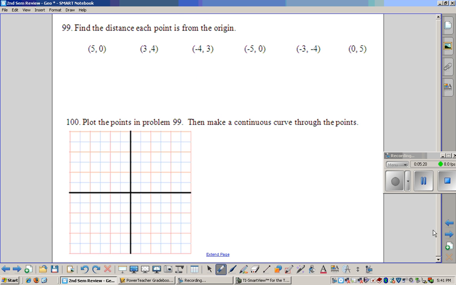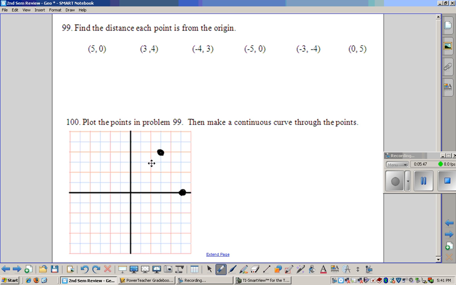Okay, now it says find the distances of each point, how far they are from the origin. And I think the easiest way to do this is simply plot it. I'm not going to actually use the distance formula in this problem. So let's plot all these points. 5, 0, 1, 2, 3, 4, 5. So that's 3, 4, 1, 2, 3, 4.